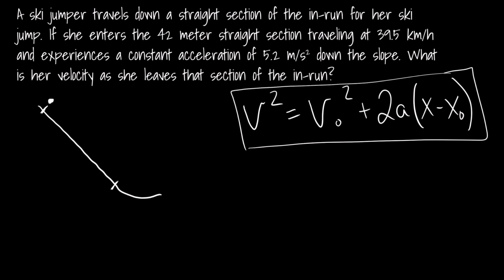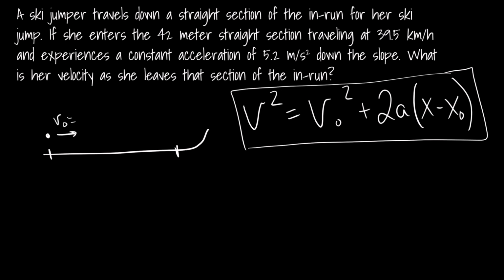Okay, so here's our skier. Again, a really cool dot that we can model that skier as. And she's entering this with a velocity, and this is a one-dimensional problem. So the skier has an initial velocity of 39.5 kilometers per hour. Okay, make note of the units here. That's not in meters per second, so we're going to have to come back and probably do something with that. So let's notify ourselves here that we have units that are not meters per second.